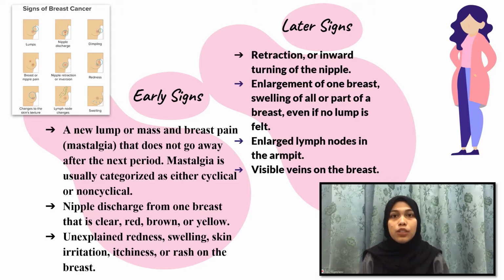Furthermore, the later signs include retraction, or inward turning, of the nipple. The enlargement of one breast and swelling of all parts of the breast, even if no lump is felt, are later signs of the cancer. Enlarged lymph nodes under the arm or around the collarbone can cause a lump or swelling even before the original tumor in the breast is large enough to be felt. Lastly, a visible vein on the breast is one of the signs too.